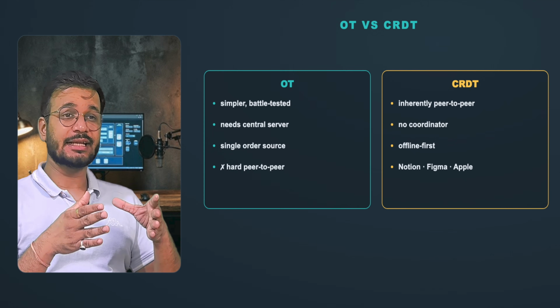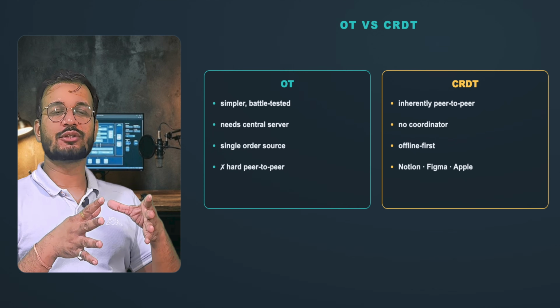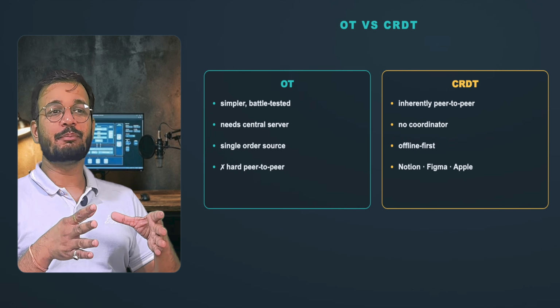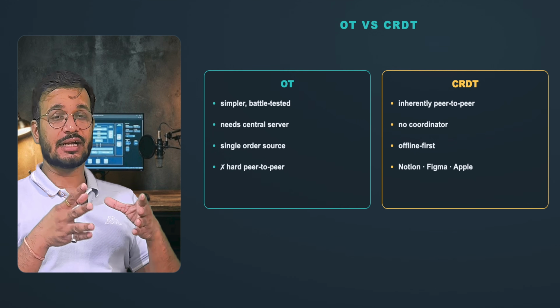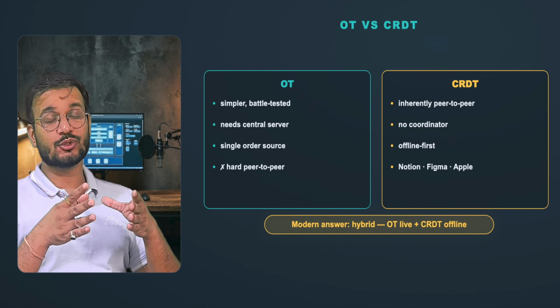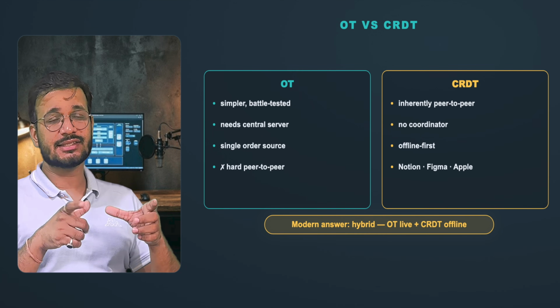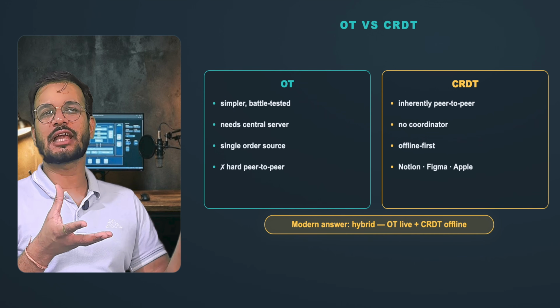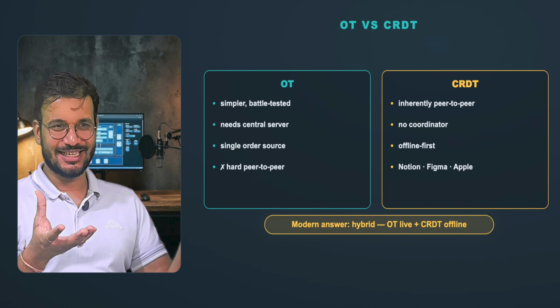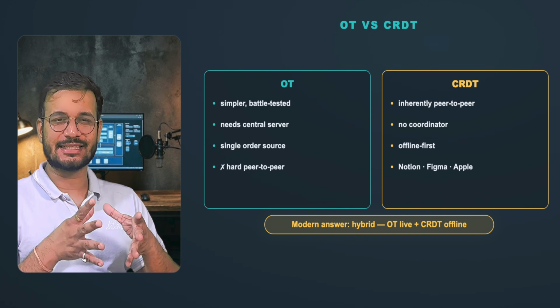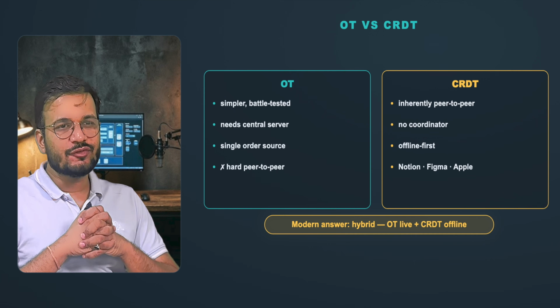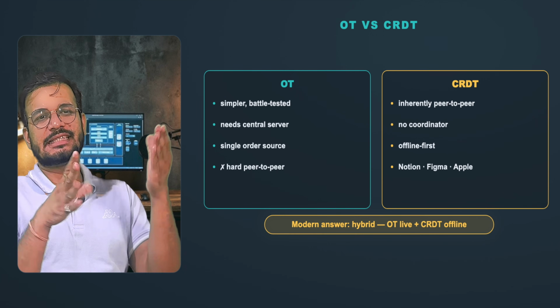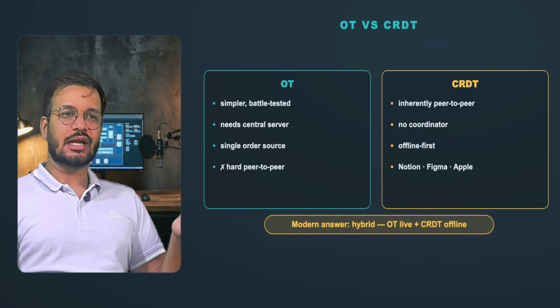Now, CRDTs are inherently peer-to-peer. They work without a central coordinator. This makes them better for offline-first applications. Notion uses CRDT, Figma uses CRDT, Apple Notes offline sync uses a CRDT variant. So the modern answer is to use a hybrid. Use OT for real-time active sessions where latency matters most. Use a CRDT-like approach for offline sync where commutativity is the priority. But for an interview, you should be able to argue either side and explain the trade-offs. Starting with OT and knowing where it breaks down is a solid answer.